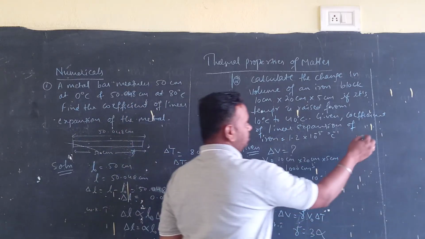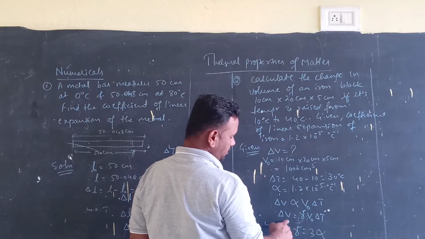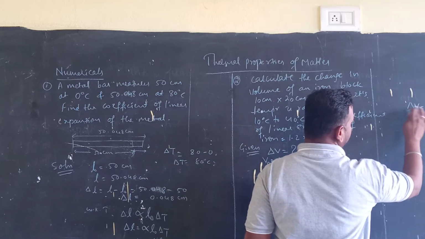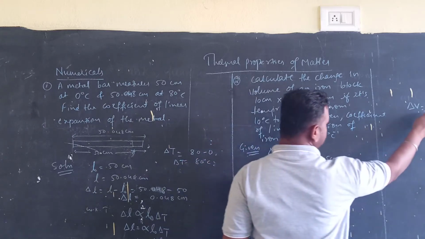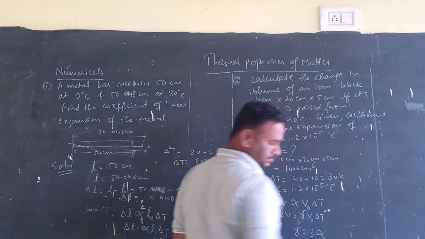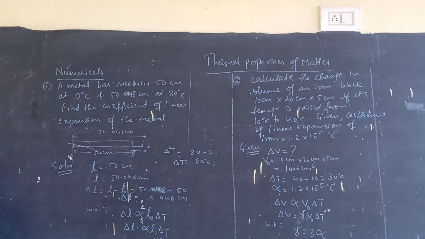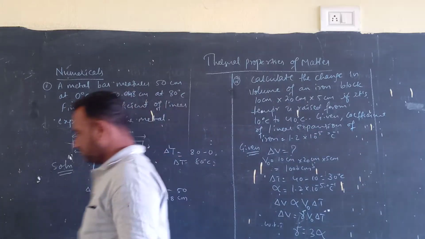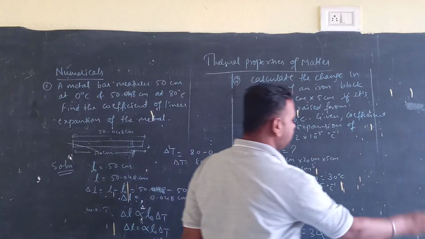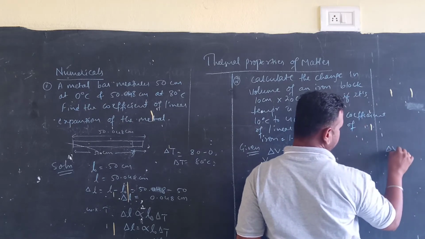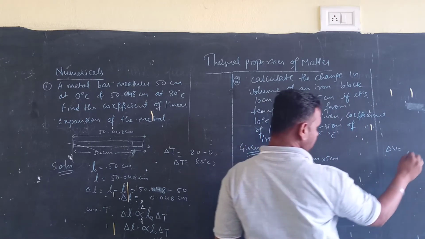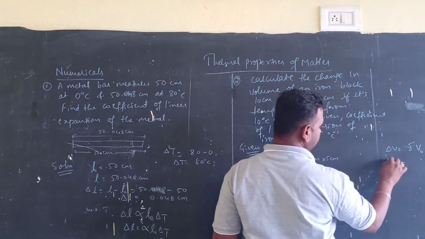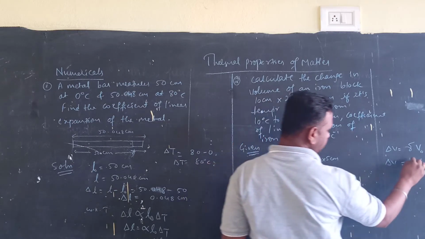Now next we will find out this change in volume. Change in volume is equal to, here I am writing, change in volume is equal to gamma V naught delta T. So change in volume is equal to gamma is how much?